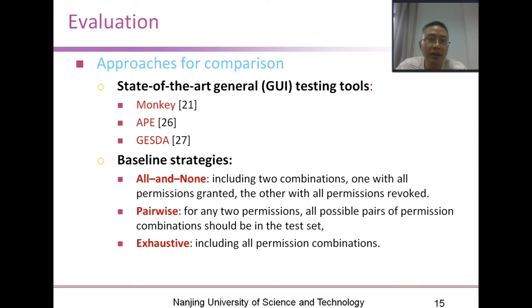And in the evaluation, we aim to compare our approach, PermDroid, with the state-of-the-art testing tools, that is Monkey, APE, and Jetstar. In addition, we also compare PermDroid with three baseline strategies which consider permission configurations. These strategies include all-or-none, pairwise, and exhaustive.